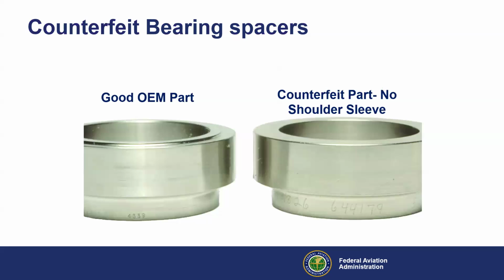Here are counterfeit bearing spacers. On the left is the good OEM part, and on the right is the counterfeit part. Notice there's no shoulder sleeve on the right, and also the good OEM part has a stamped serial number, and the counterfeit part has an etched serial number.